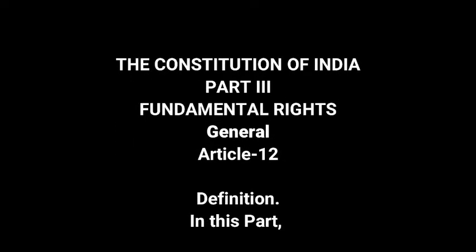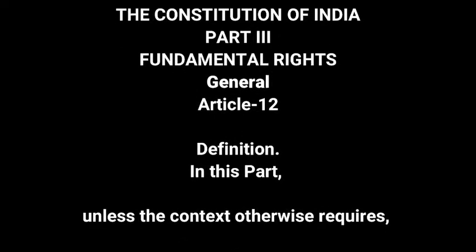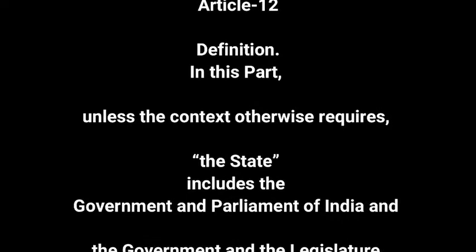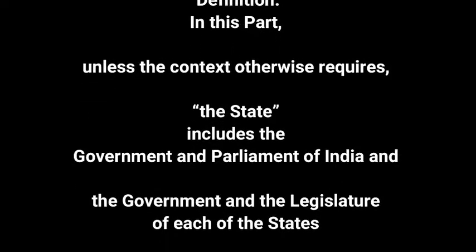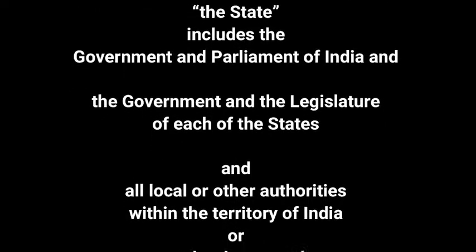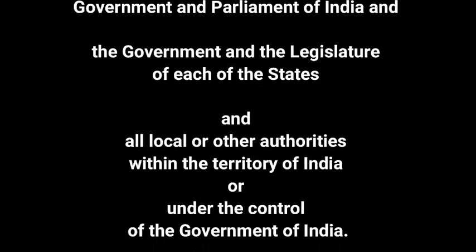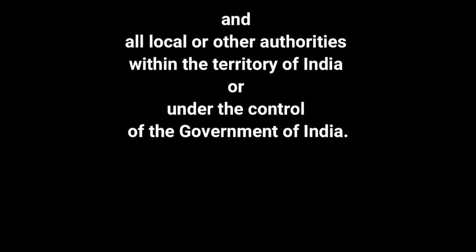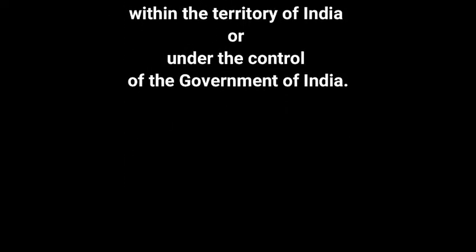Constitution of India. Part 3. Fundamental Rights. General. Article 12. Definition. In this part, unless the context otherwise requires, the state includes the Government and Parliament of India, and the government and the legislature of each of the states, and all local or other authorities within the territory of India, or under the control of the Government of India.